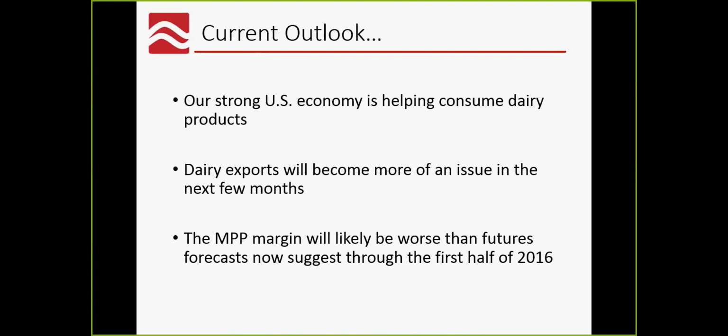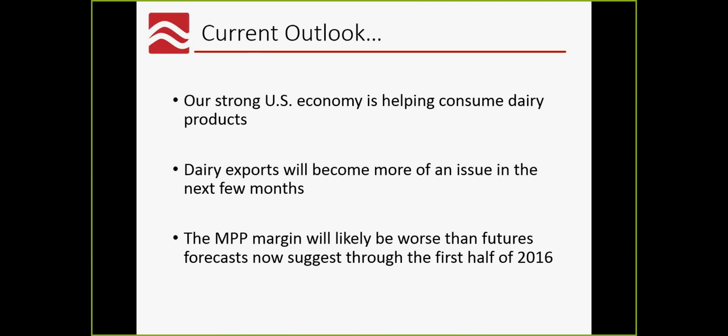We have 85% of the milk production consumed here. New Zealand exports 90% plus of their milk production, so they're really at the mercy of the world market. We have the world market mattering on the periphery, but important. Exports are going to continue to be an issue, except for the powders, where we're sitting at world price.